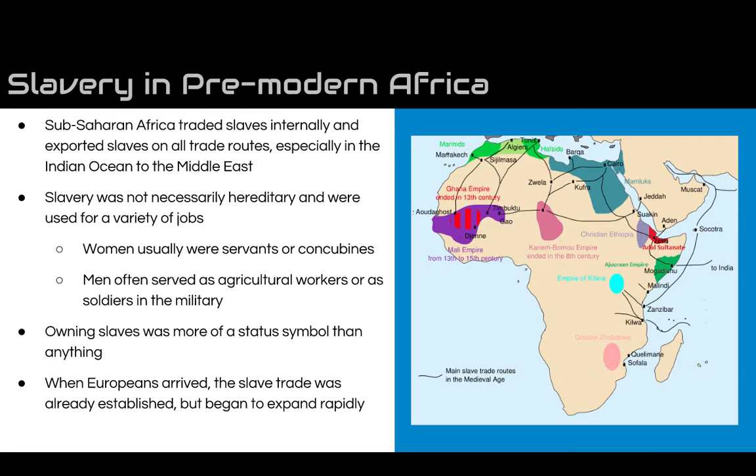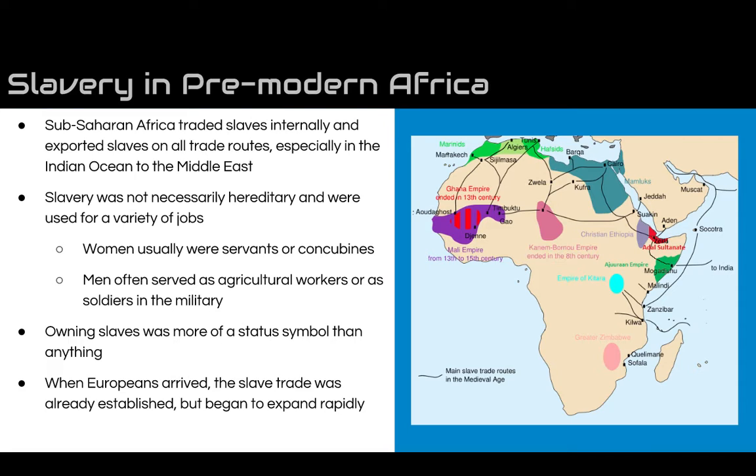And slaves are often used for a variety of work, depending on where slaves went. Women were usually sold into slavery as servants or concubines. Men became agricultural workers or soldiers in the military. We also have examples of men joining royal courts.